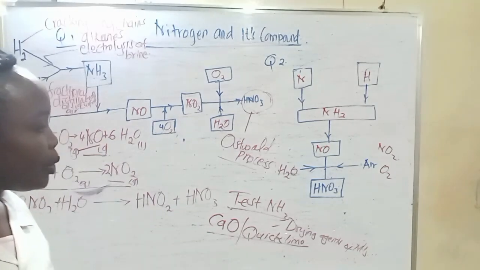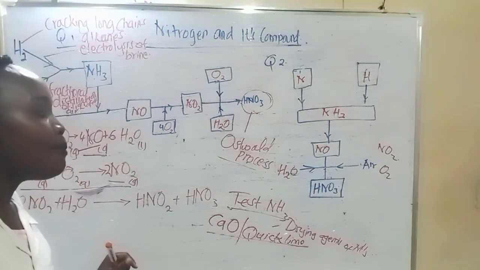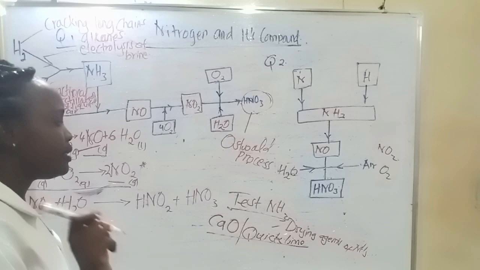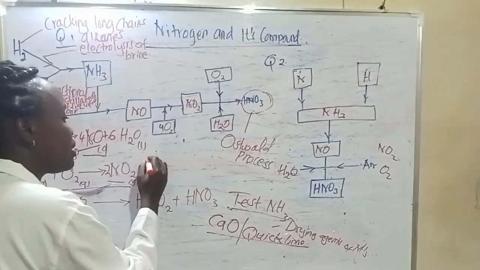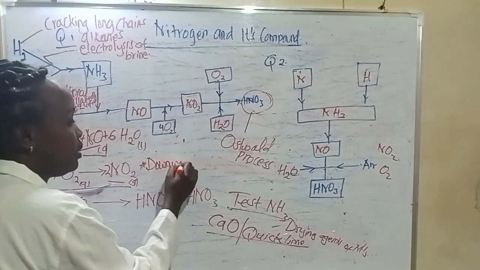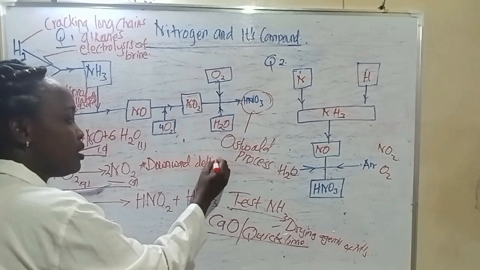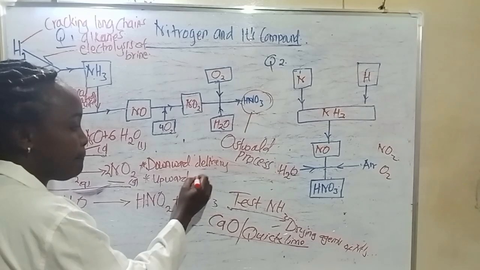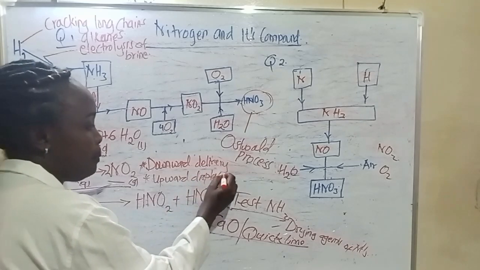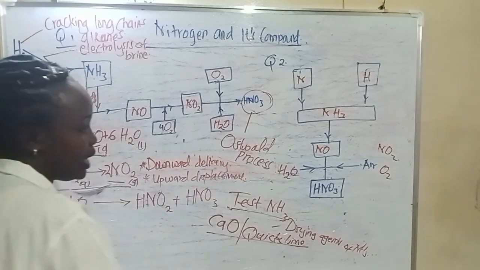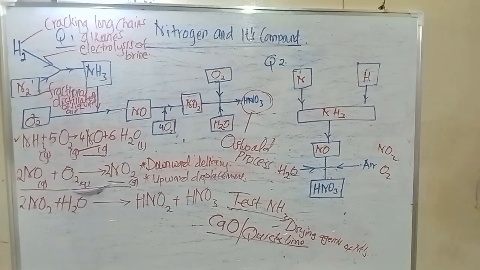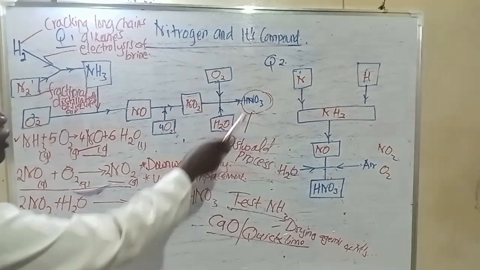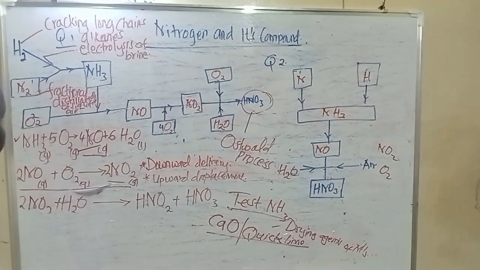Another thing we need to know about ammonia is the method of collection. Ammonia is collected using downward delivery or upward displacement. So we can talk about downward delivery, okay, or we have said what? Upward displacement method. That is about ammonia preparation, as well as nitric acid formation through the Ostwald process, which is referred to as the Ostwald process.